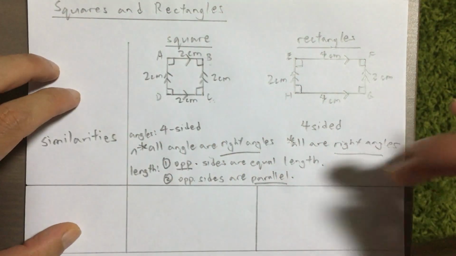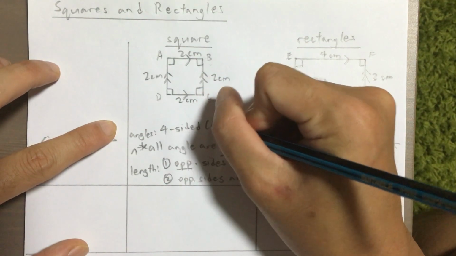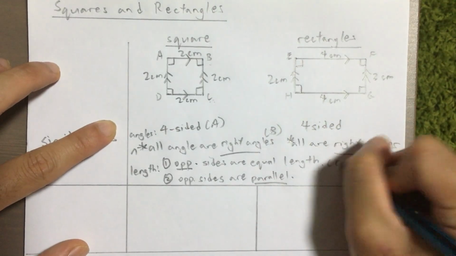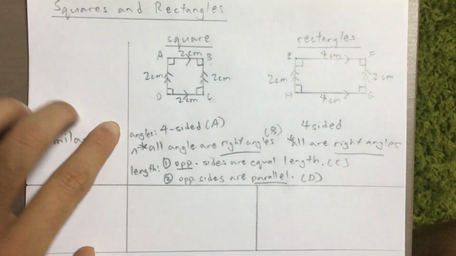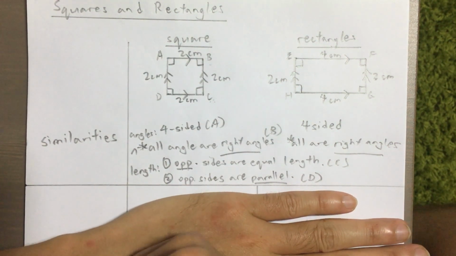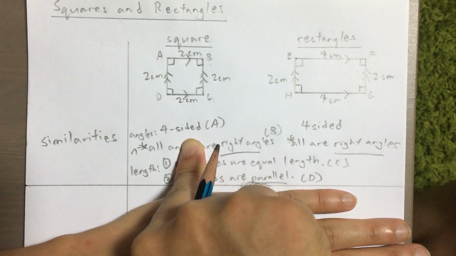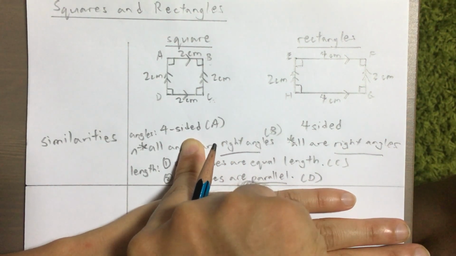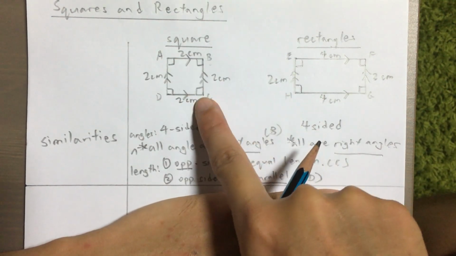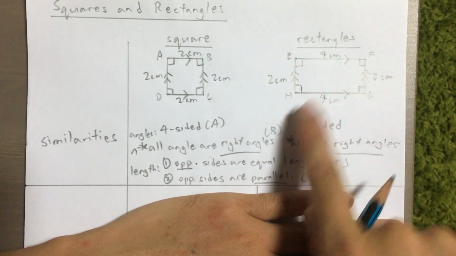Okay, so these four things, let's just put an alphabet to it. A, this is B, and this is C, and this is D. Okay, so just do a recap. What are the similarities of squares and rectangles? First, just by looking, you know that all of them are four-sided. Squares are four-sided, rectangles are four-sided. Very simple. Second, all the angles inside the squares and rectangles are right angles. Just use a set square to check. You realize that all the angles are right angles.